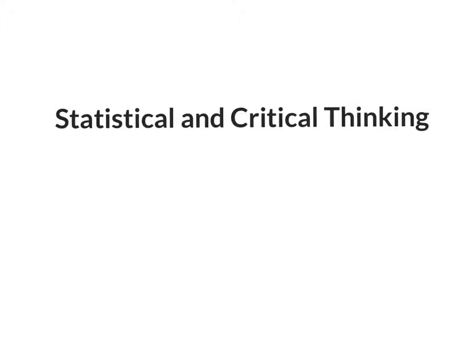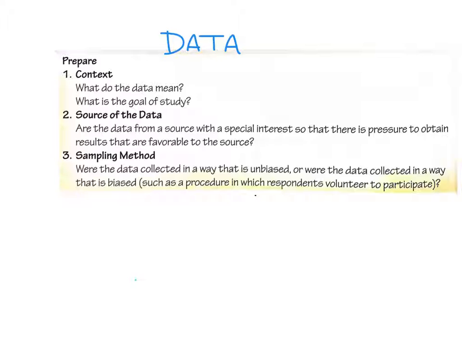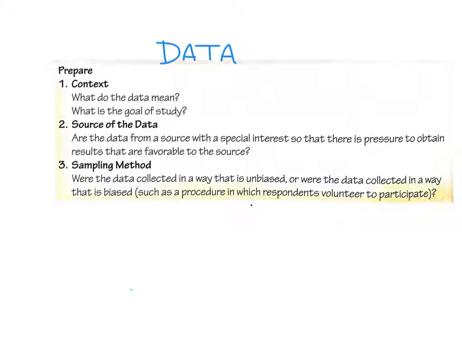So, statistical and critical thinking. First of all, data. This first part of stats that we're going to talk about is what the data is: how to prepare it, where it comes from, what the source is, and also how the sample was received or how it was gotten.